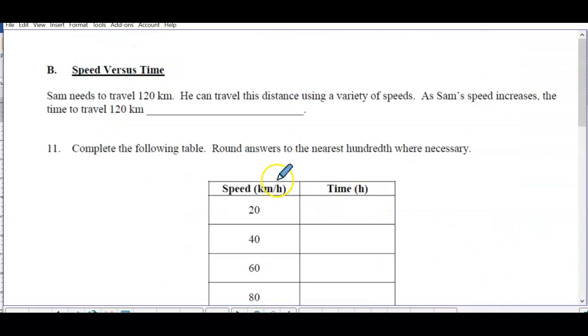And then speed versus time. So Sam needs to travel 120K. He can travel the distance using a variety of speeds. As Sam's speed increases, the travel time, the time to travel 120K, well, think about it. The faster you go, the faster you will get to wherever you're going, so the less time it will take. So the time will decrease.